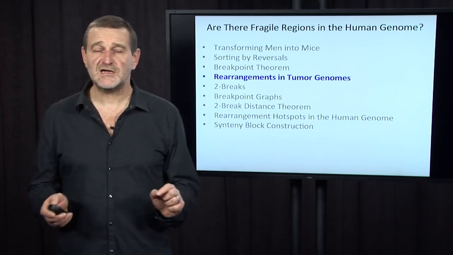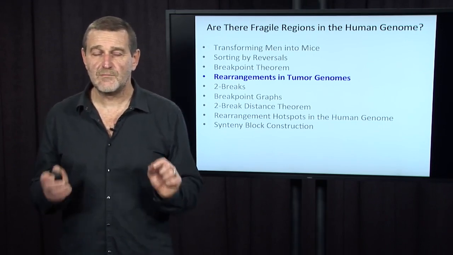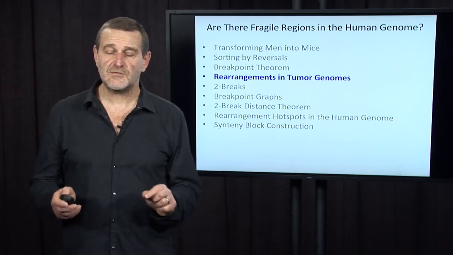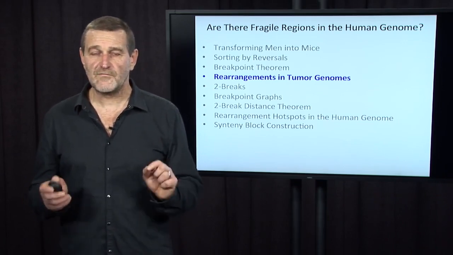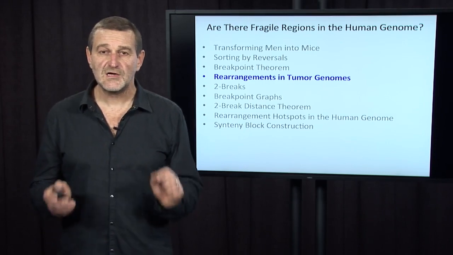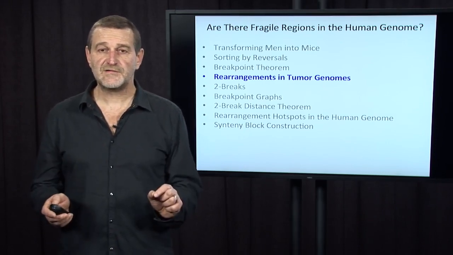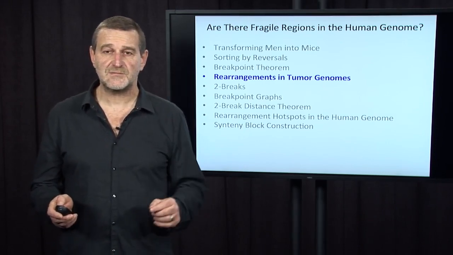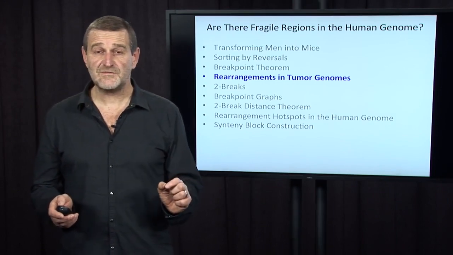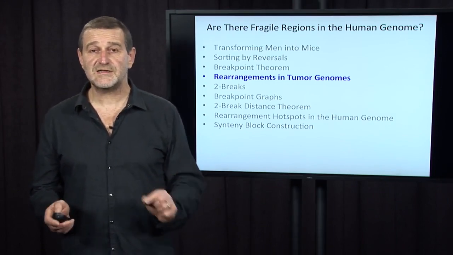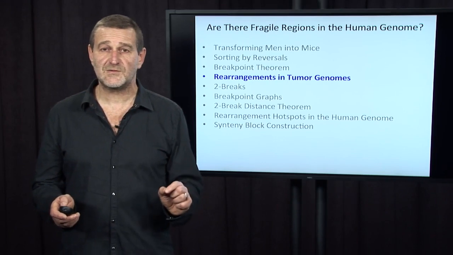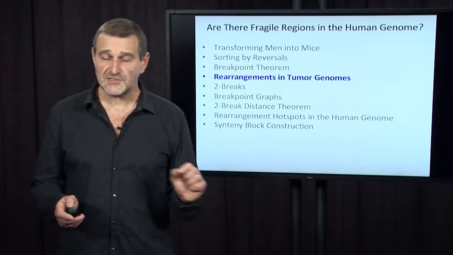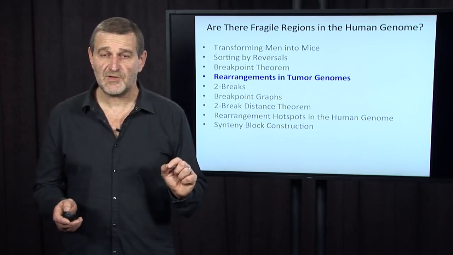You may be surprised that we are moving to a seemingly more difficult case without even a clue on how we would address a simpler case of sorting by reversal in the case of unichromosomal genome. But as you will see, it turns out that rearrangements of multichromosomal genomes are, counterintuitively, a simpler problem.